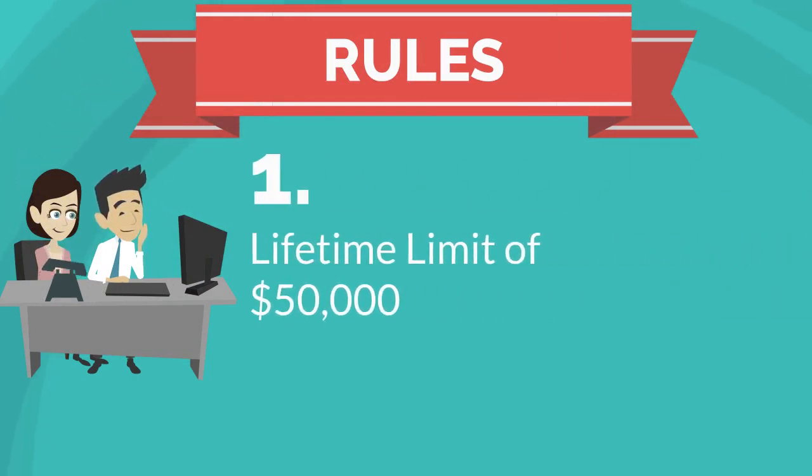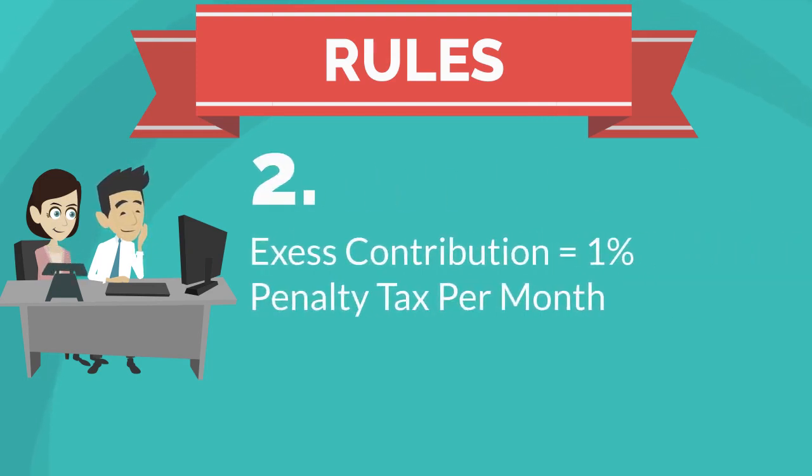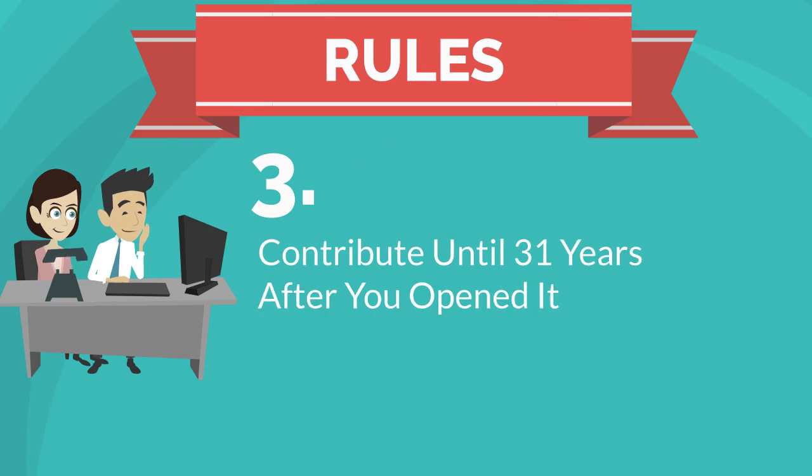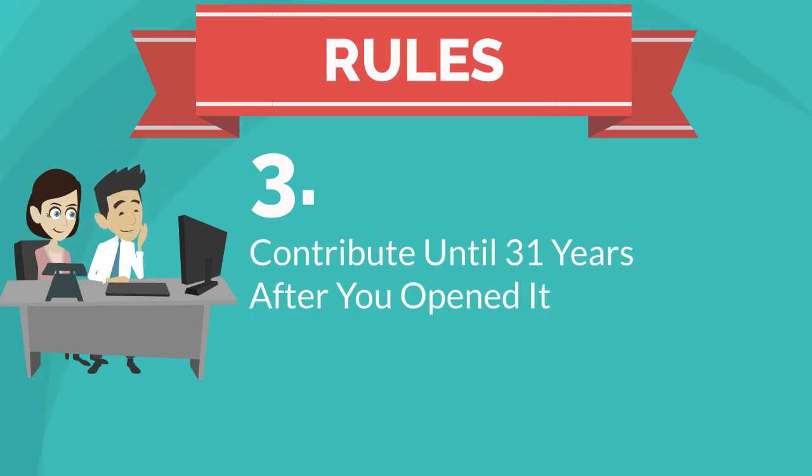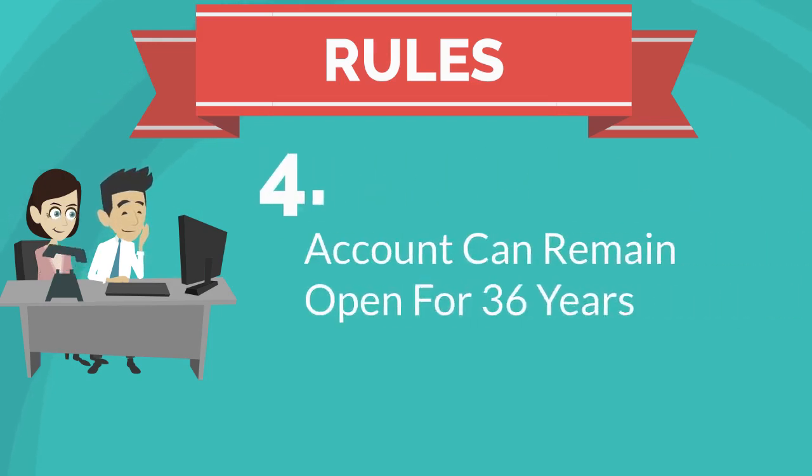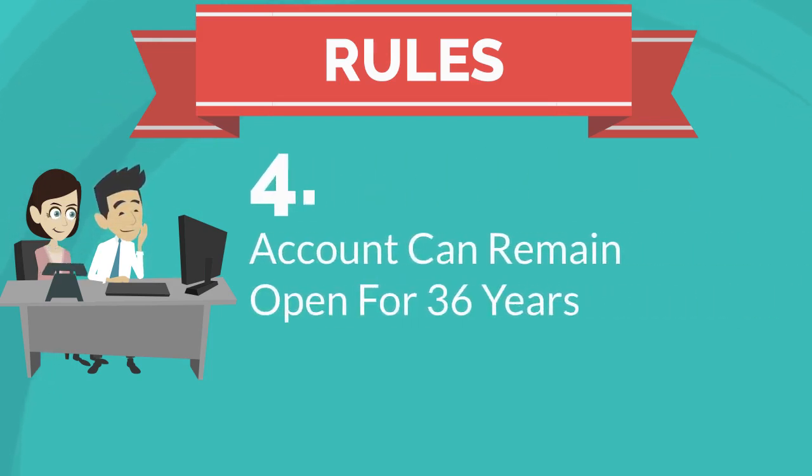First of all, you can deposit up to $50,000. That's the maximum. That doesn't include grants going into the account or any income you're making from your deposits. Second, any contribution over that $50,000 maximum is going to cost you 1% per month every month until you eventually withdraw it. The third rule is that you can continue to deposit into the account up to 31 years after it was initially opened. Fourth, the account can continue to remain open for 36 years after you initially opened it. After that, the account must be closed.